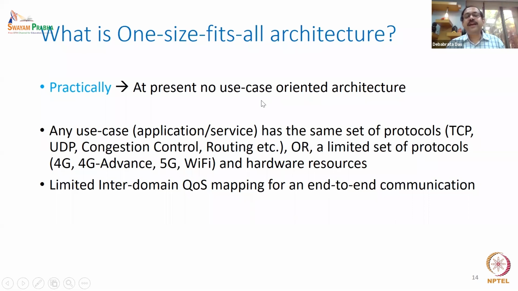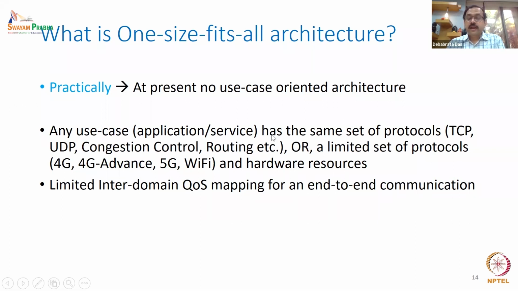That means when I send an email, where 1000 millisecond delay is acceptable, my protocol remains the same. But when I'm doing a video conference, where only 150 millisecond delay is acceptable, that same protocol is used practically now. So any use case or application service has to use the same set of protocols, like transport layer TCP, UDP, congestion control, and routing. These are the protocols used, and they are the same.